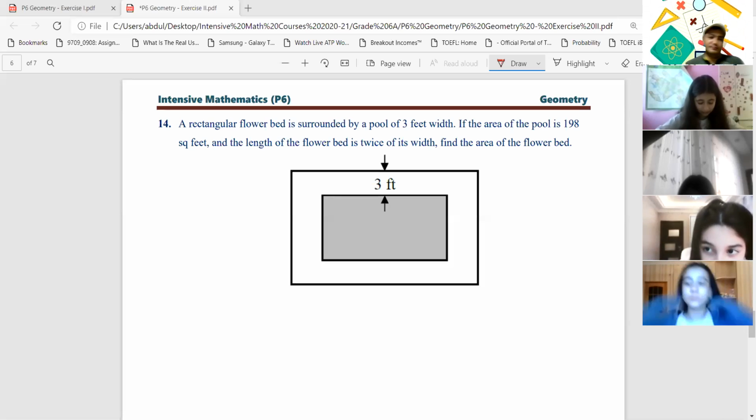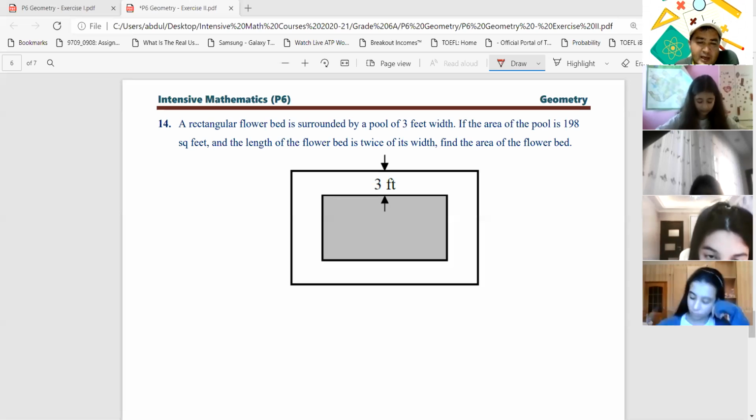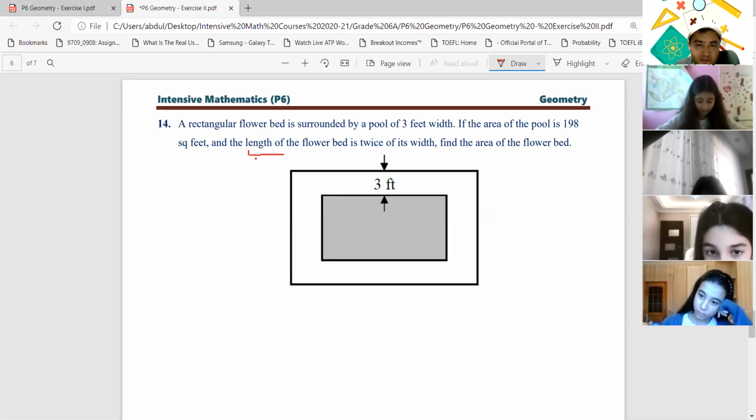Okay, let's do this together. As you see here, the shaded region is a flower bed, right? It is surrounded by a pool of 3 feet width. It states that if the area of the pool is 198 square feet and the length of the flower bed, look at this, the length of the flower bed is twice its width. Find the area of the flower bed.